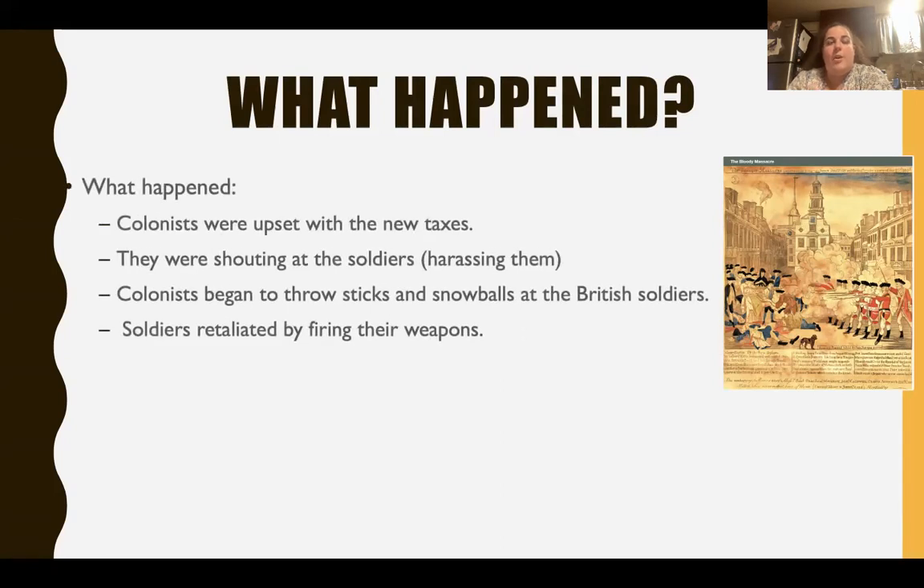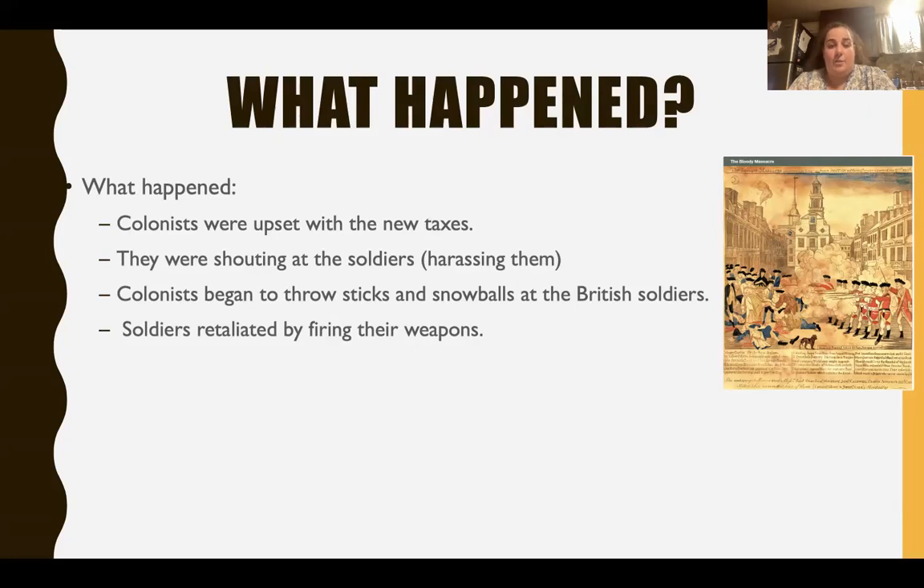The colonists were very upset with the new taxes that the British were imposing. There were taxes such as the Stamp Act, the Townshend Act, the Tea Act. The British were making the colonists pay money for goods and services, money that they didn't have to pay prior to the British control. There was a big saying: no taxation without representation. The colonists thought that they weren't being properly represented by the British.